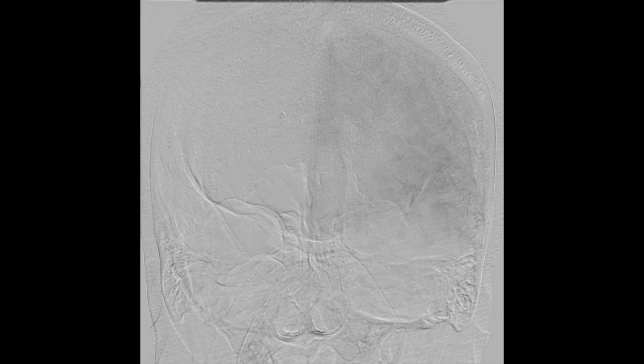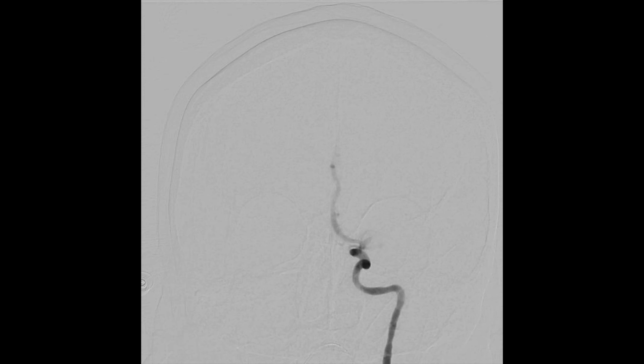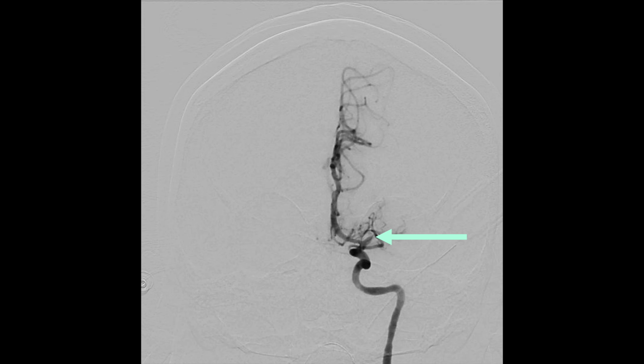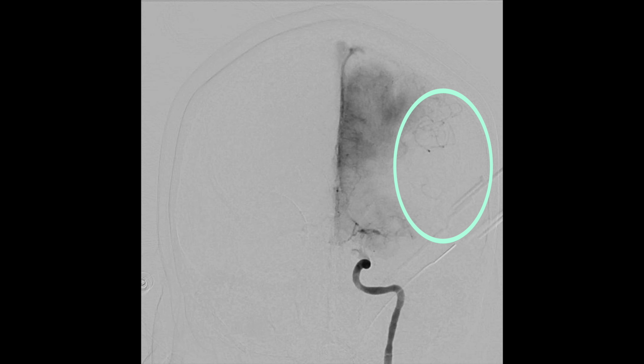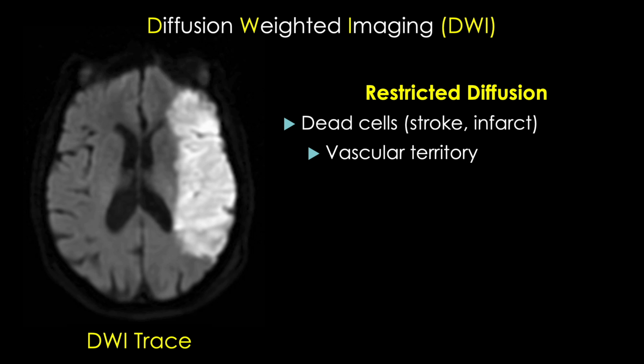Now let's see what happens when a blood clot blocks off the flow of the left middle cerebral artery. Notice how there is a cutoff right here, where the clot has blocked the vessel and is preventing blood flow in the artery, and now the near complete lack of blood flow in the left middle cerebral artery territory. This is how we get dead brain cells that conform to a vascular territory.